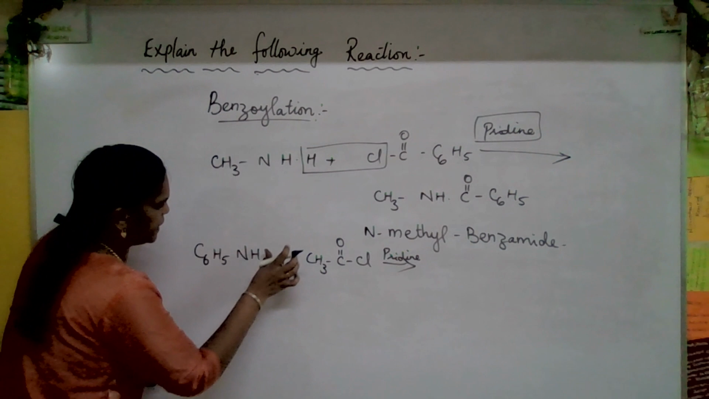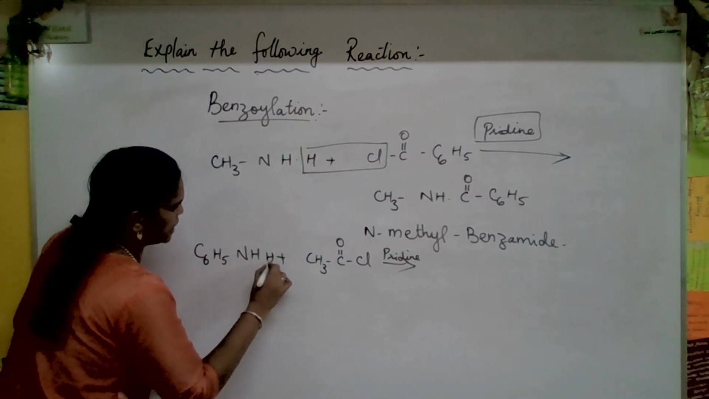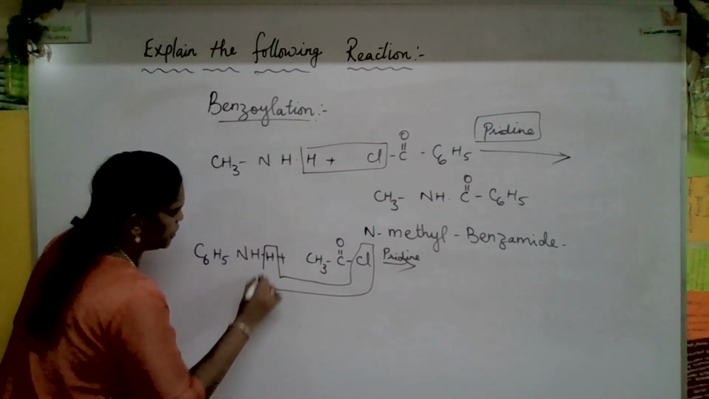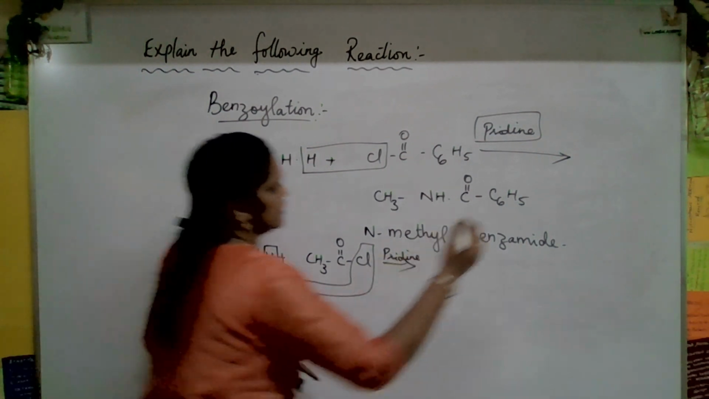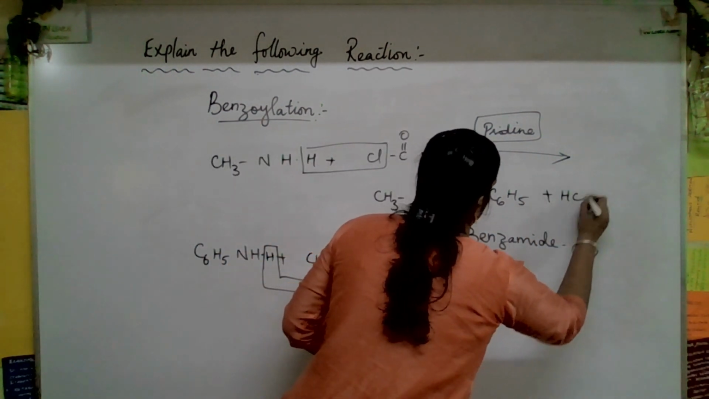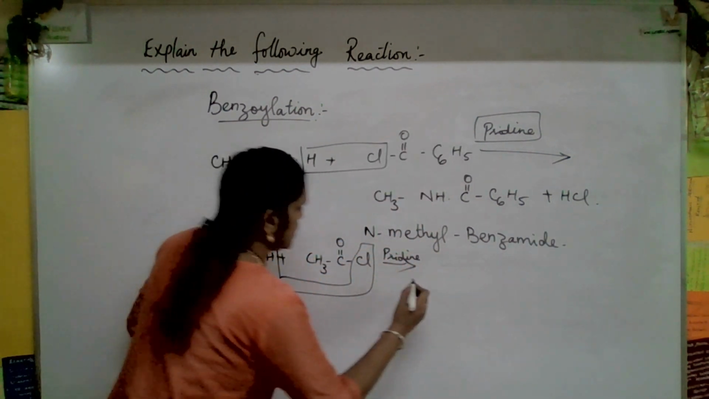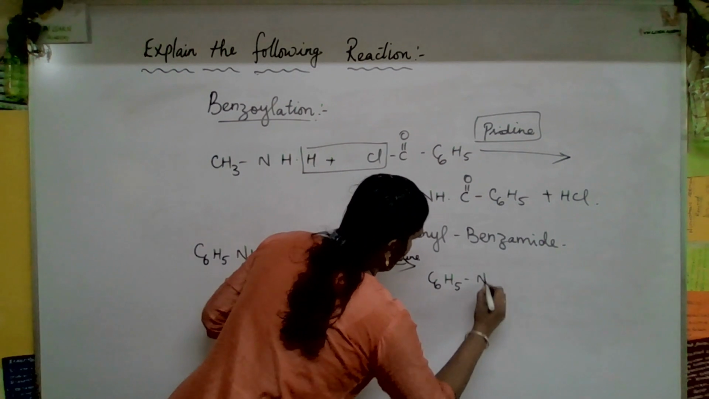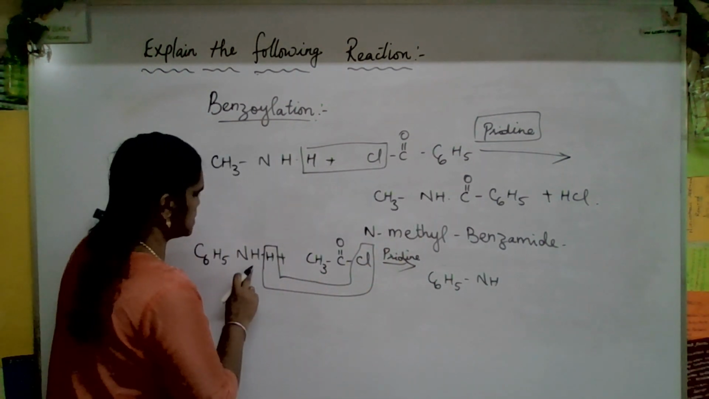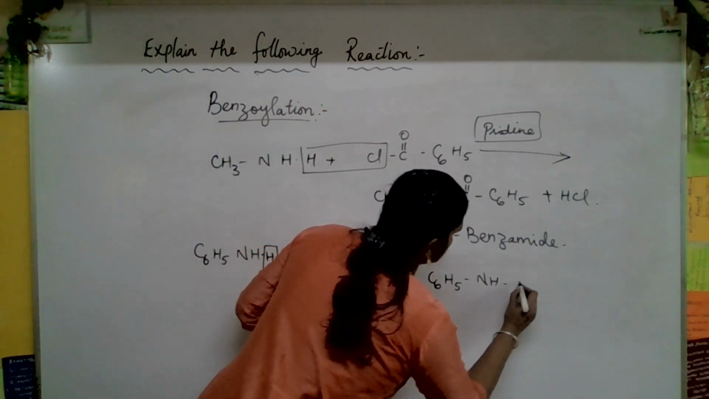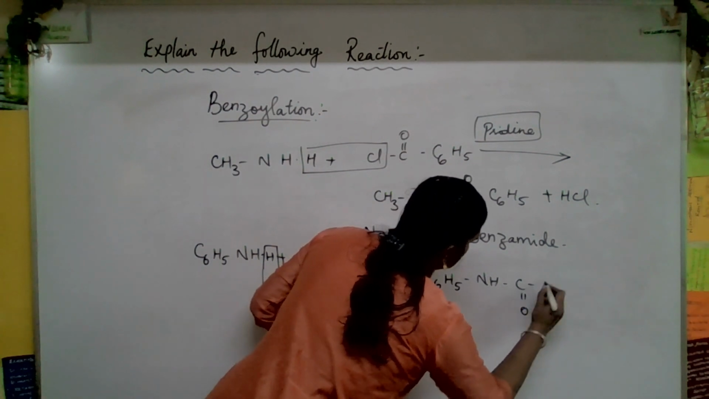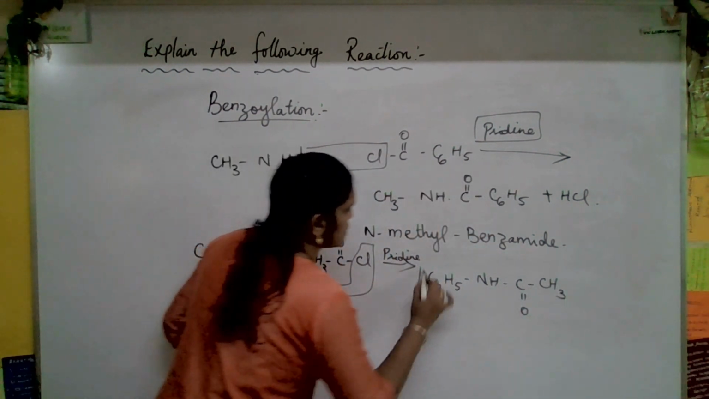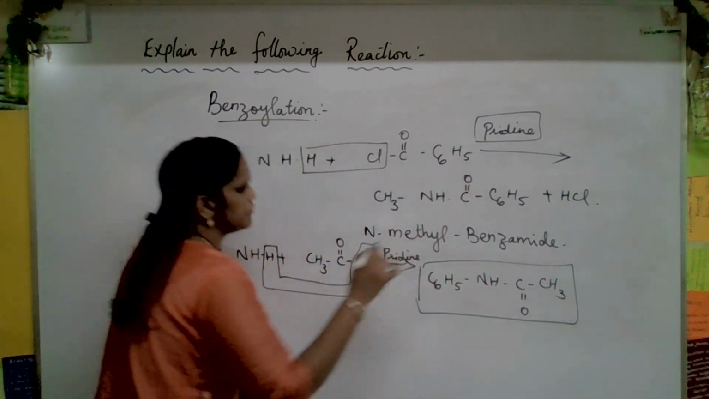Okay, now what happened here? This active hydrogen combined with that chlorine, you will get HCl. Here also HCl will be removed. So here what happened? C6H5NHC double bond O CH3. So what is the name of this product?